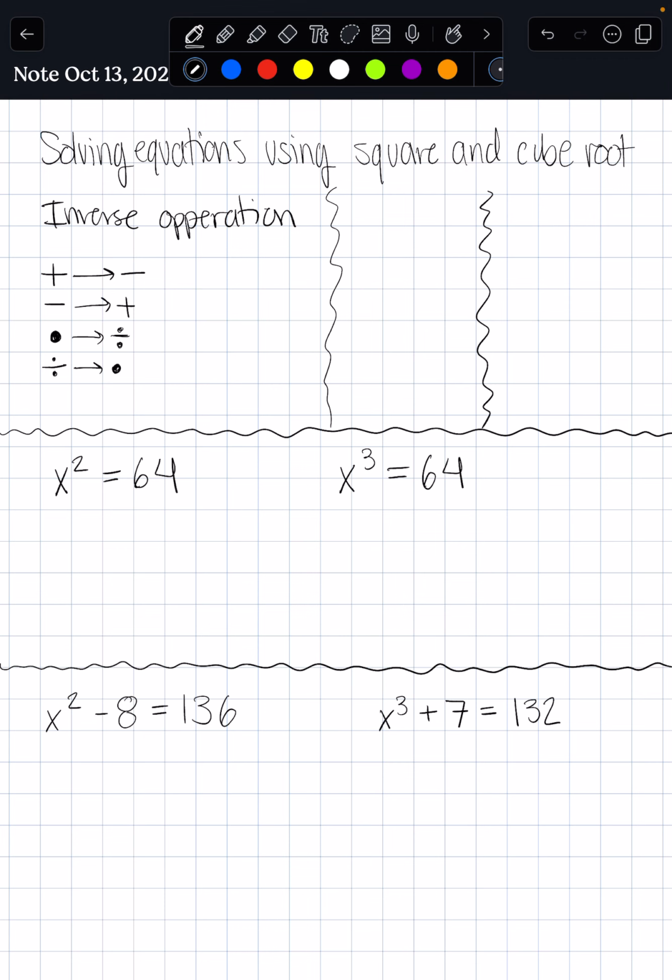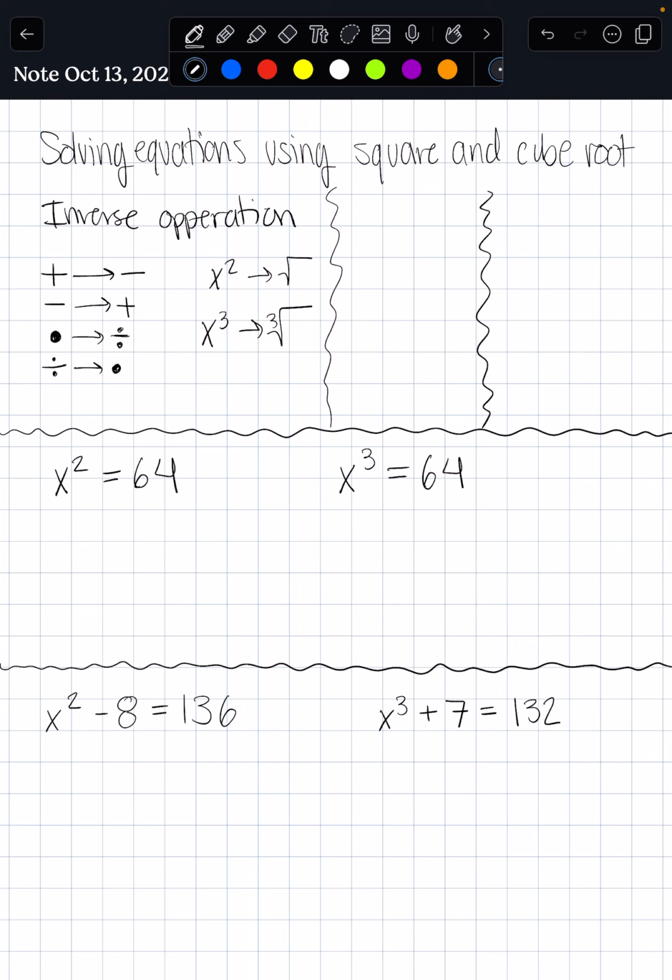So the same thing goes for when you're solving equations with squares and cubes. If you have a variable squared and you're trying to get it alone, to isolate that variable, you would want to square root it. So x squared, the inverse operation of squared, is a square root. And the inverse operation of cubed is a cube root.